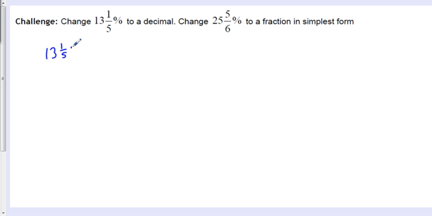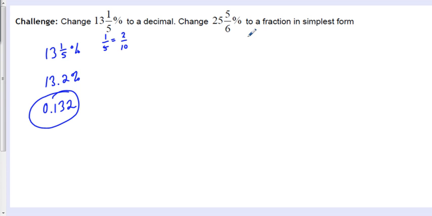13 1/5% to a decimal. Well, I know that 1/5 equals 2/10. So that's the same as 13.2%. But don't stop there, we want a decimal. Move the decimal 2 to the left. 0.132.